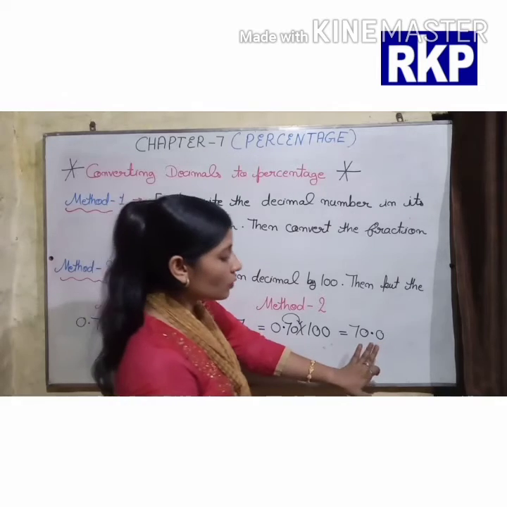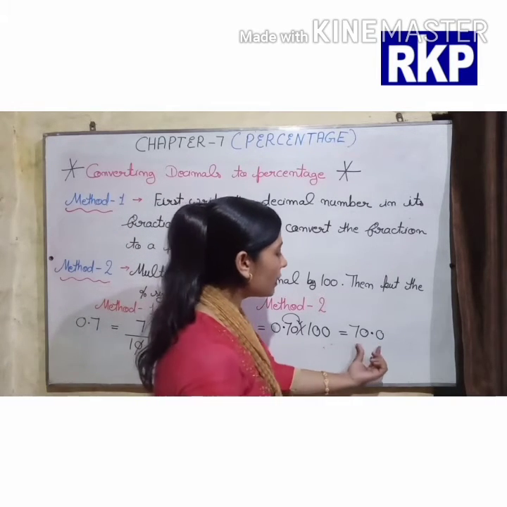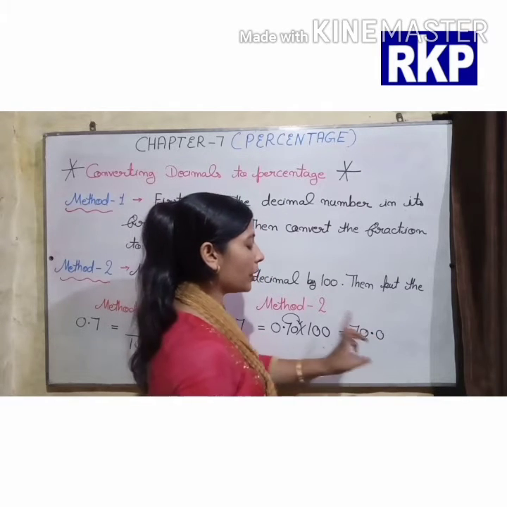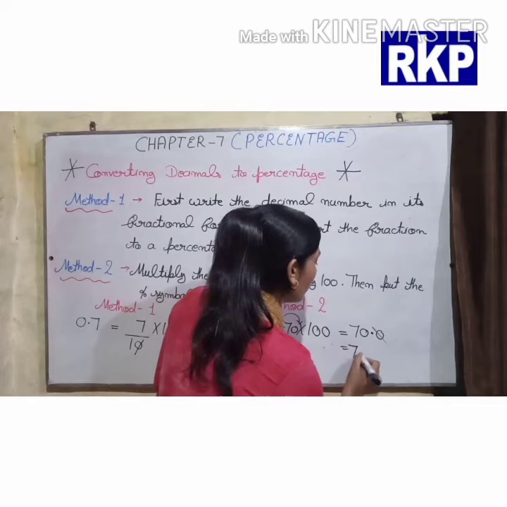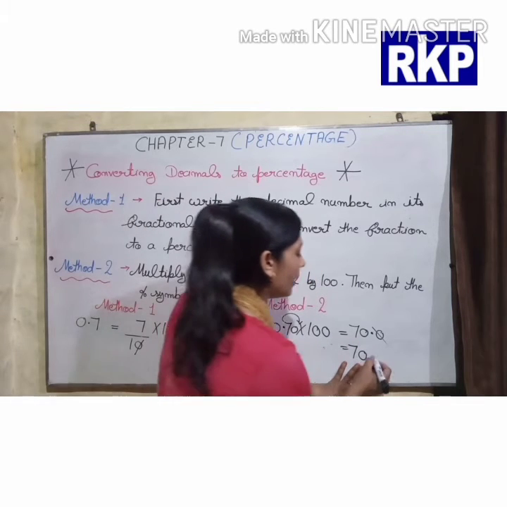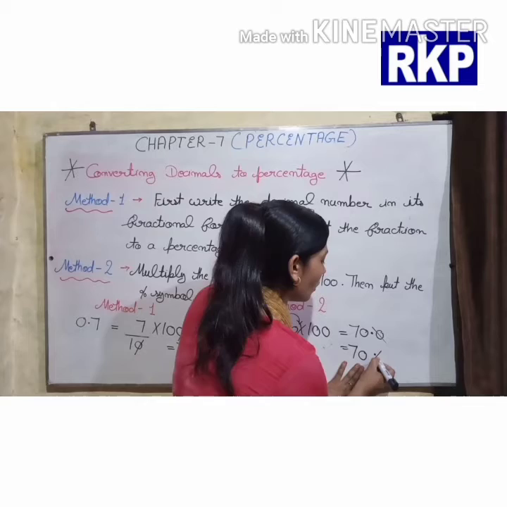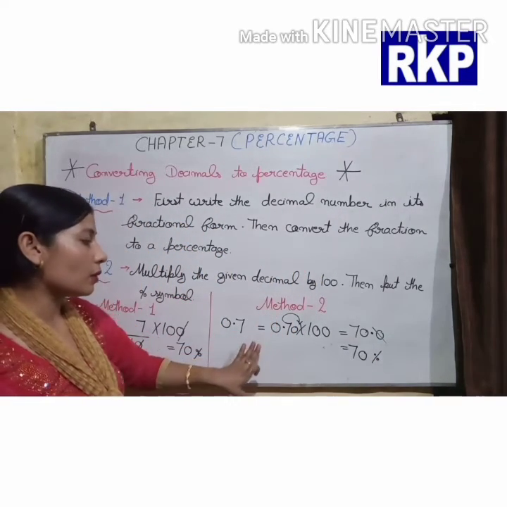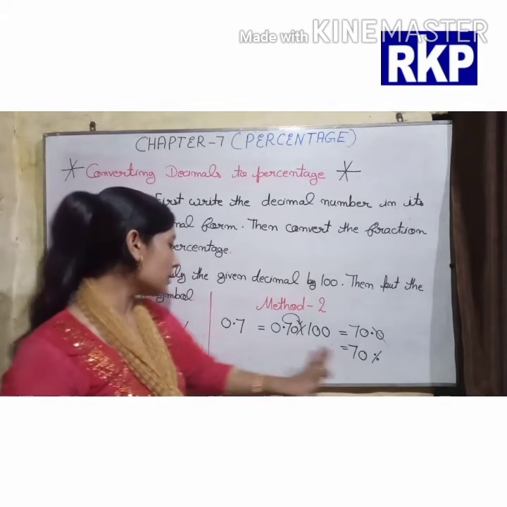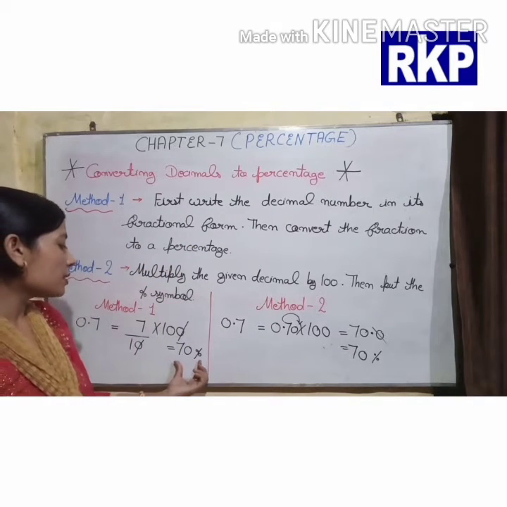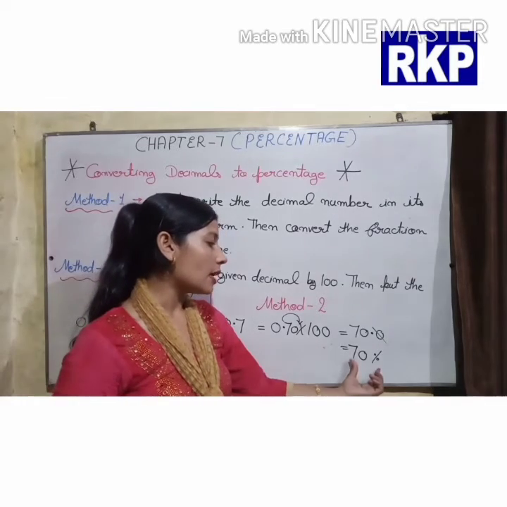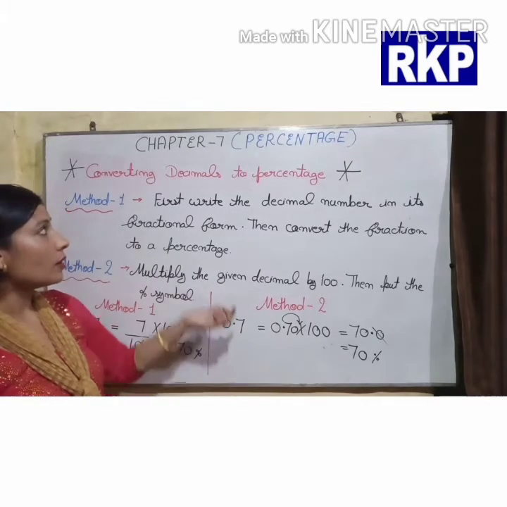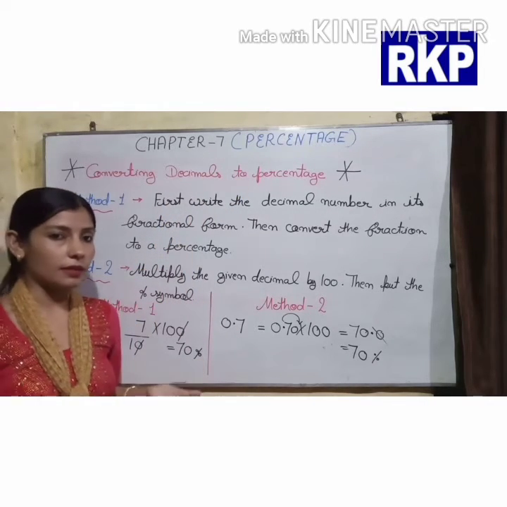Okay, so we can write here also 0, but we know that there is no value of this 0 after this decimal point, so we can write only 70. Okay, and now we have to put the symbol of percentage. So by this method also, by the second method also, we will get the same answer. Okay, here 70% and here also we will get 70%. So we can use any method to convert decimal into percentage.